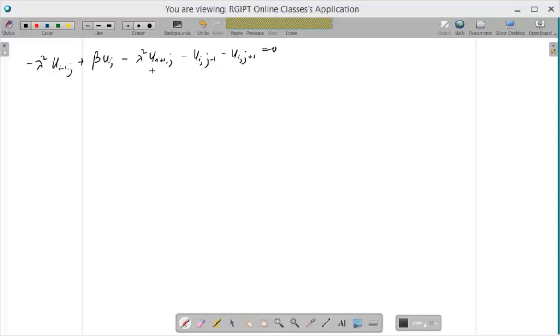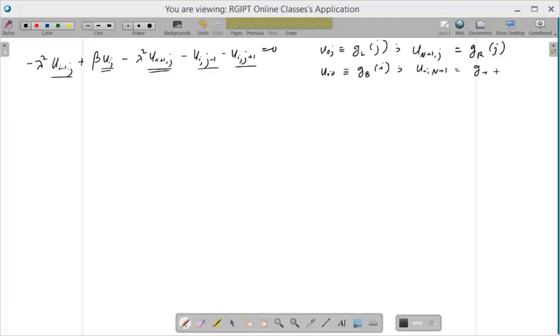Now these u's will be changed to v. Okay, so these u's will change to v. And how will the new equation look in terms of v? Of course you have u0j, that is the same as gl of j, un+1,j, that is the right hand side, a function of y, therefore a function of j, and ui,0 is the bottom one, the same as gb of i, and ui,n+1 is equal to g top of i. These are my boundary conditions.